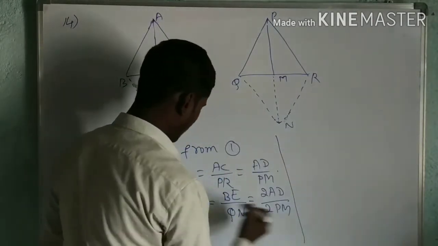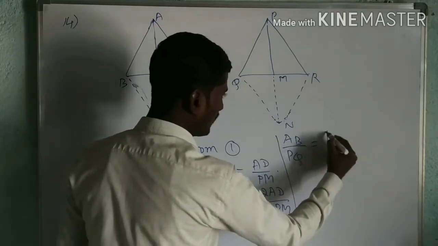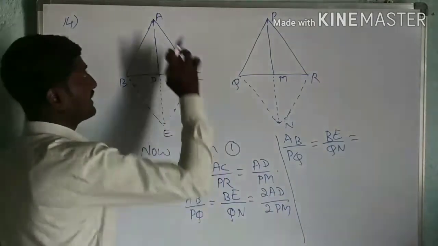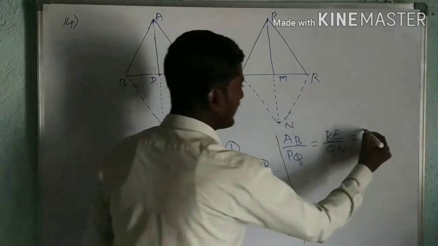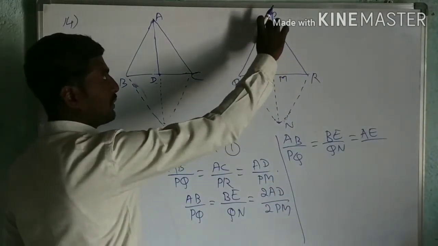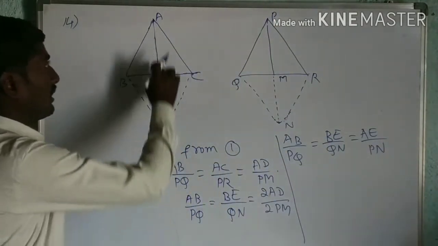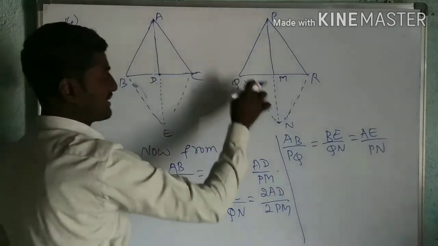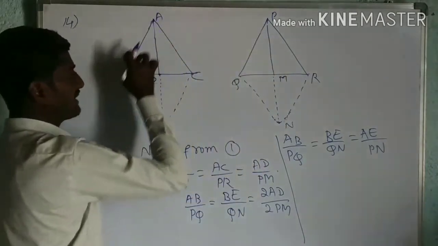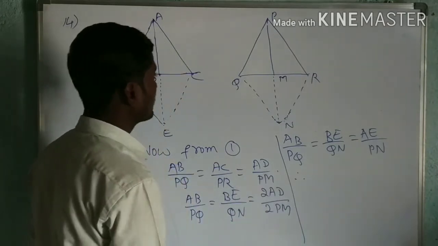So now here next, AB divided by PQ is equal to BE divided by QN is equal to 2AD divided by 2PM. 2AD is nothing but AE, and 2PM is nothing but PN. Okay, now I got the corresponding sides of these two triangles in the same ratio, or proportional. Therefore, what can I write?